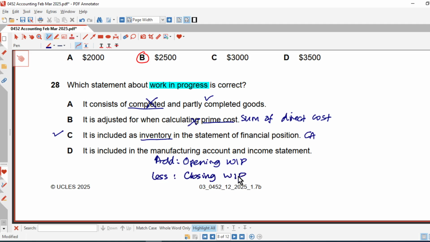So is it really included in the manufacturing account? Well, you're not. You're taking it out, right? Less closing WIP. So that's wrong. Income statement, do we bring it to the income statement? Well, we bring production costs, right? And you bring opening and closing inventory of raw material. But we don't really touch much on the WIP there. So yeah, safe to say C is the correct answer.